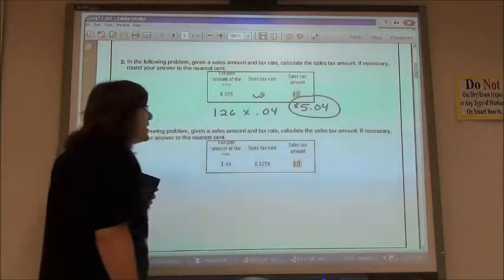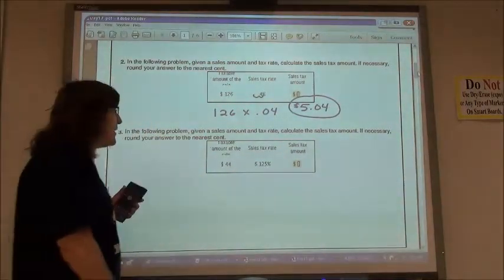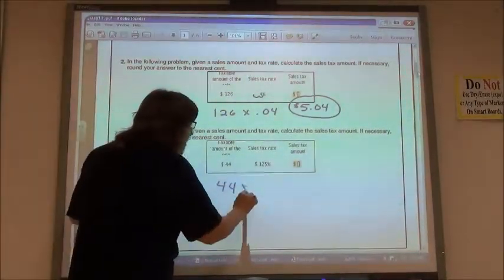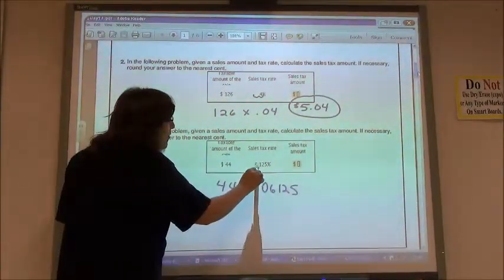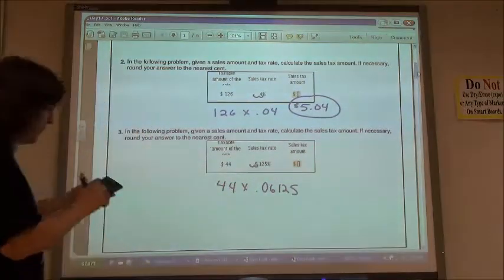And number 3, the taxable amount of my sale is $44. My sales tax rate is 6.125%. So I'm going to take $44 times 0.06125. I don't want to round that off. Just move my decimal back 2 places and then multiply it out.